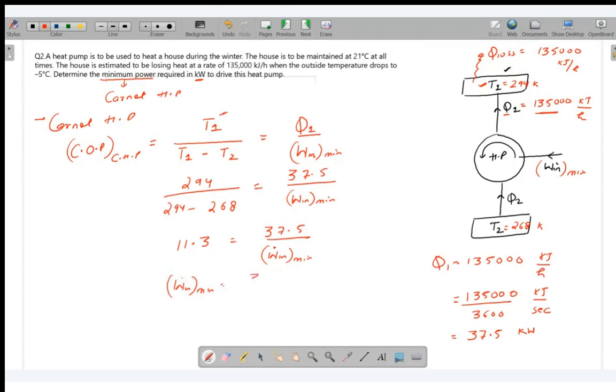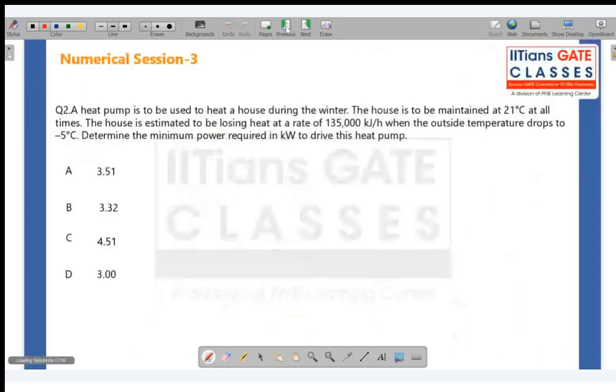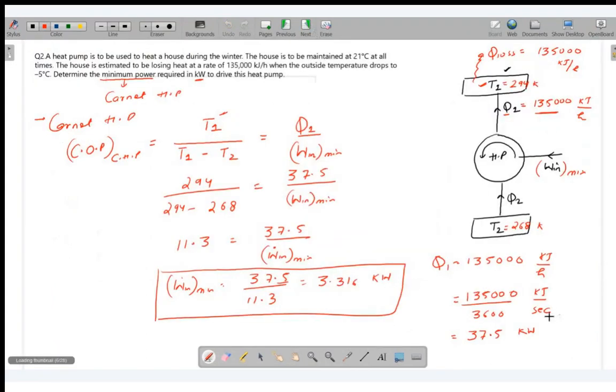So minimum is equal to 37.5 upon 11.3. When you divide 37.5 by this, 3.318 kilowatt is the answer. Yes, 3.318 is the correct answer. Okay, so this is your second.